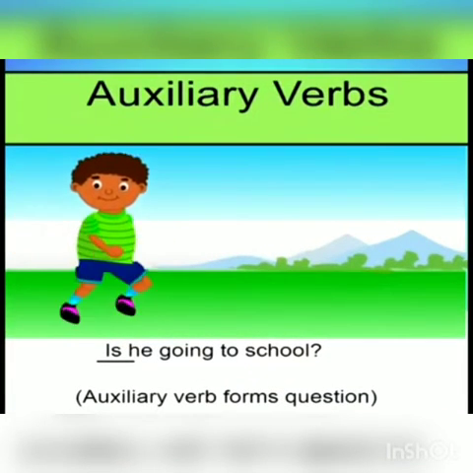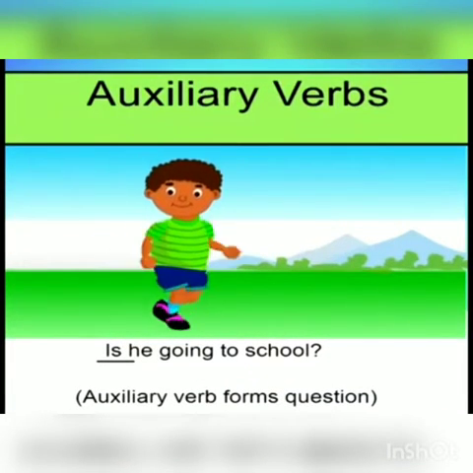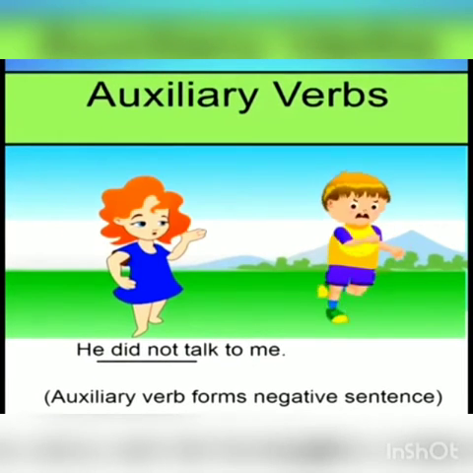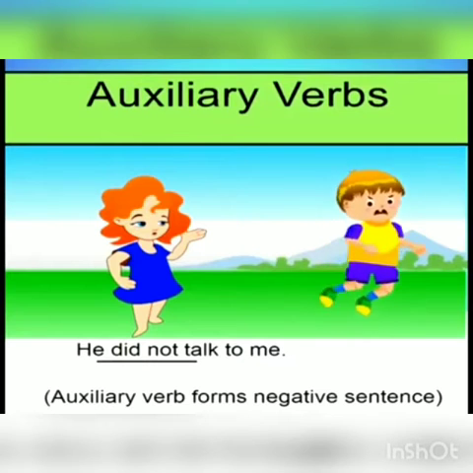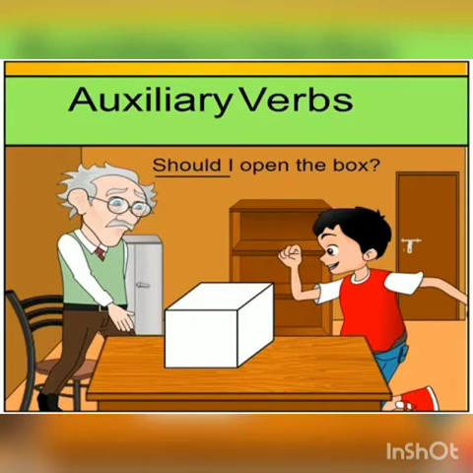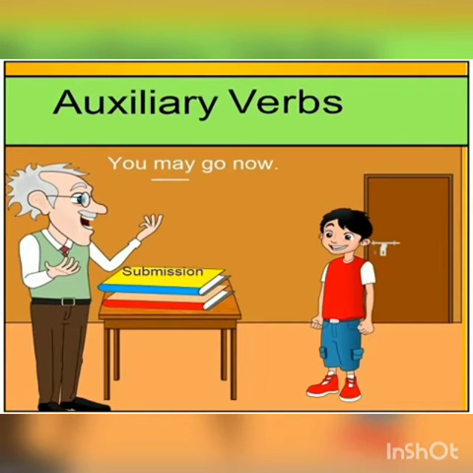Is he going to school? Here is helps us to know that it's a question. He did not talk to me. Here did not shows us that it's a negative sentence. Should I open the box? Here should is the helping verb or auxiliary verb and open is the main verb. You may go now. Here may is the auxiliary verb and go is the main verb.